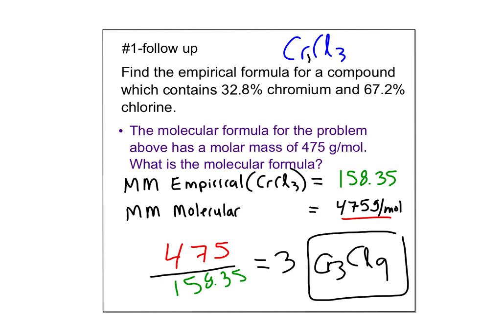If you got this correct, I want you to give yourself 3 points. If you remembered that you needed to add up the molar mass of the empirical, so you added up these guys, give yourself 1 point out of the 3. If you remembered that you needed to divide, give yourself 2 out of 3. And if you got the full answer, meaning everything was correct, give yourself 3 out of 3 points.